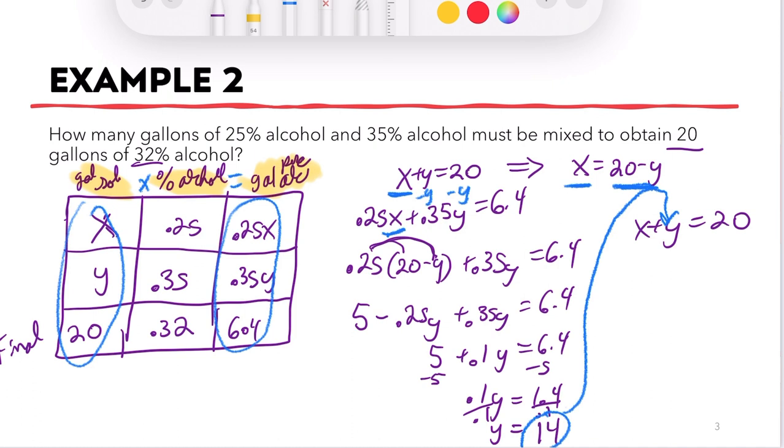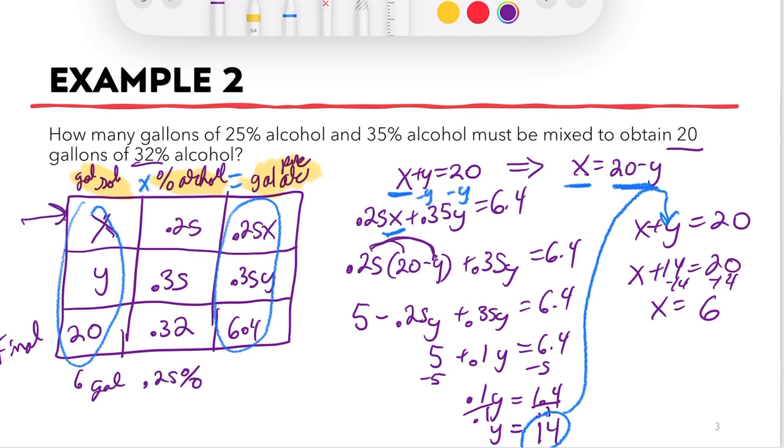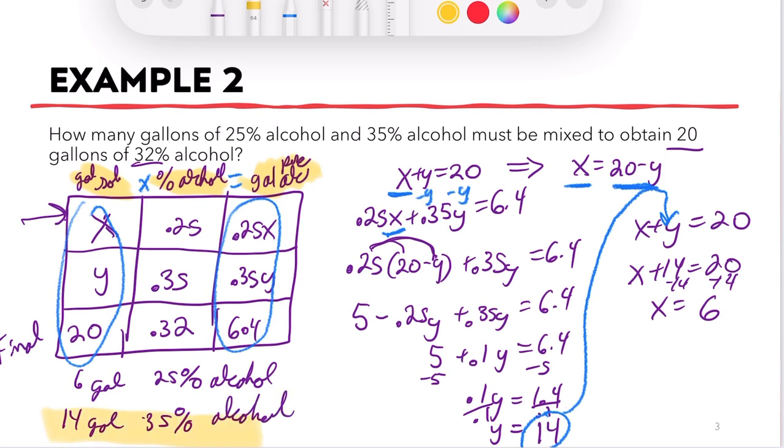Y is 14. Now, since I know that X plus Y is 20, I plug in 14 for Y. So I'm going to get X plus 14 is 20. So X is, after I subtract 14, of course, 6. So I need 6 gallons of the 25% alcohol, because that's what X represented, and 14 gallons of the 35% alcohol. This would be our final answer.